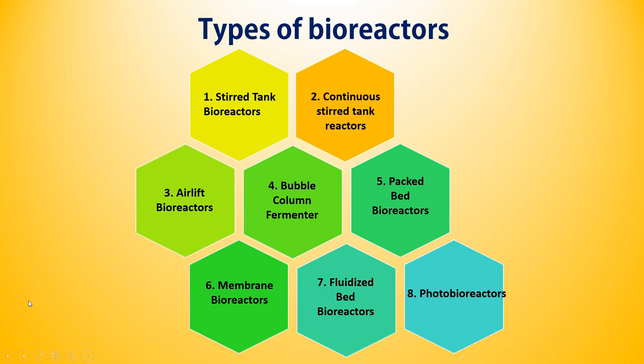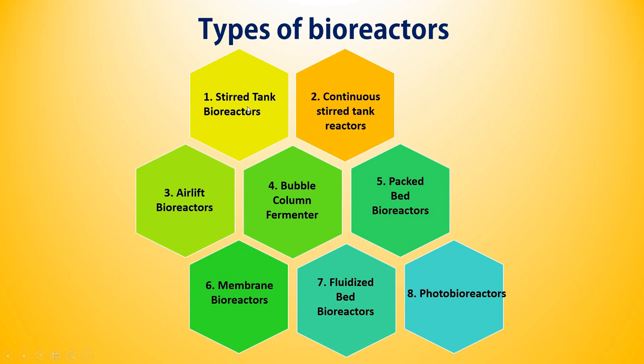Number 2 is continuous stirred bioreactors. Number 3 is airlift bioreactors. Number 4 is bubble column fermenter or bubble column bioreactor. Number 5 is packed bed bioreactors. Number 6, membrane bioreactors. Number 7, fluidized bed bioreactors, and number 8 is photobioreactors.